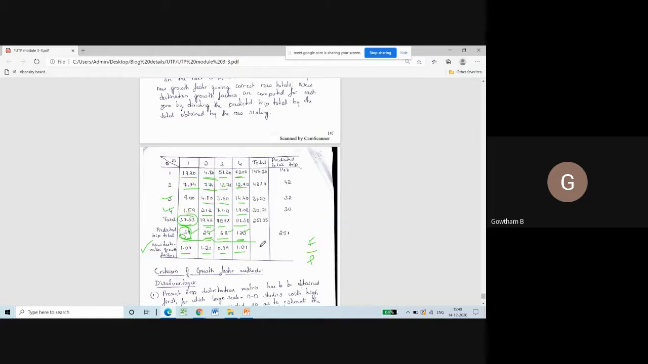Okay, and this is how you have to distribute the traffic from the current trip statistics to the future. And this is how you have to solve the problem using the Furness method.